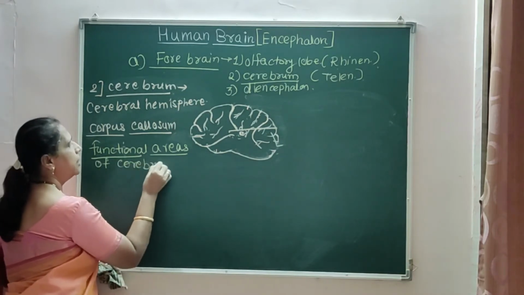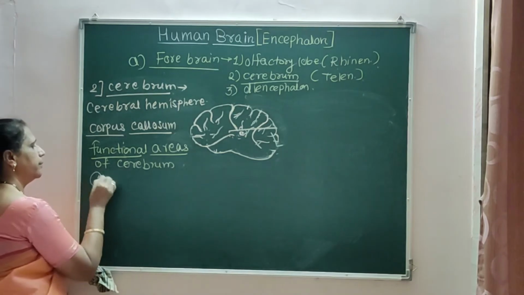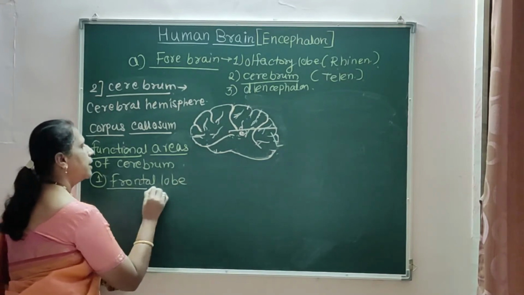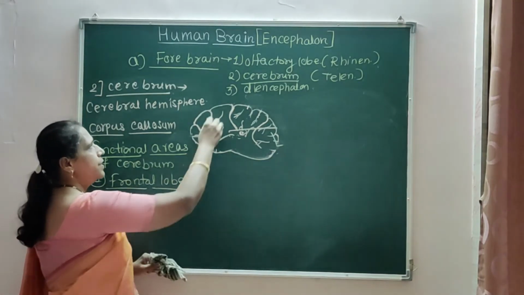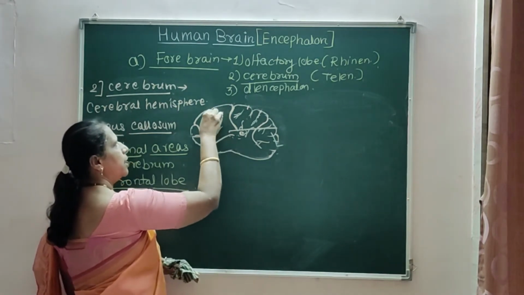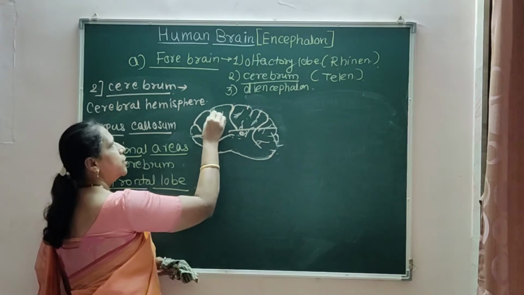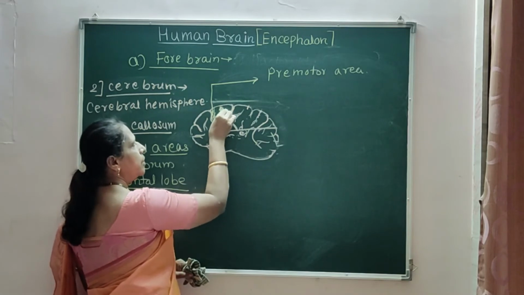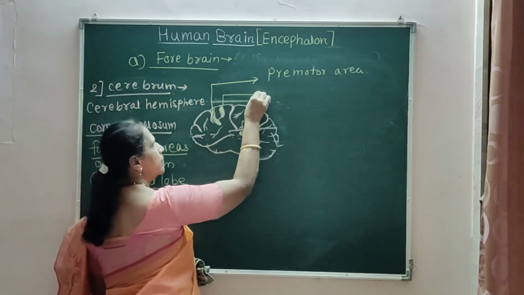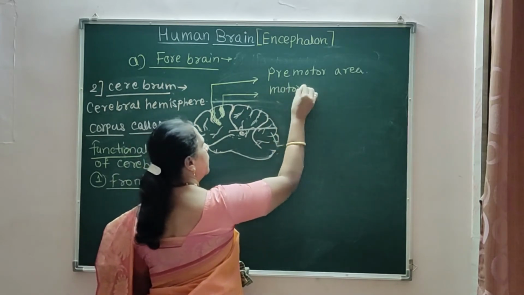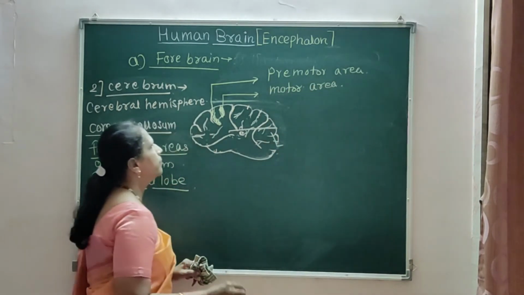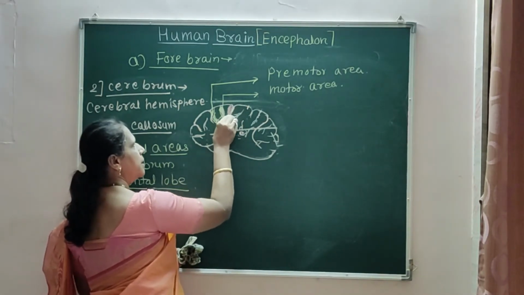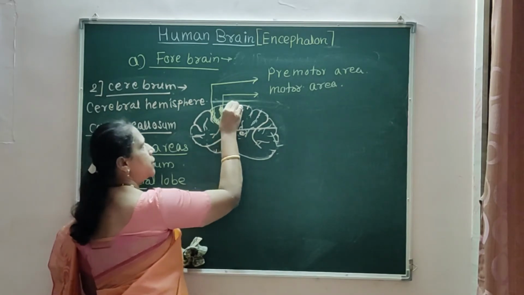First, the areas located in the frontal lobe. The frontal lobe shows 4 different areas. The first area here is called the premotor area. Then here it shows the motor area, the second area in the frontal lobe. Then here the association area. This area is called the association area.